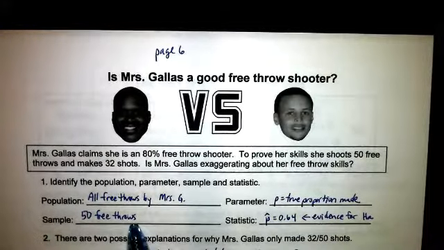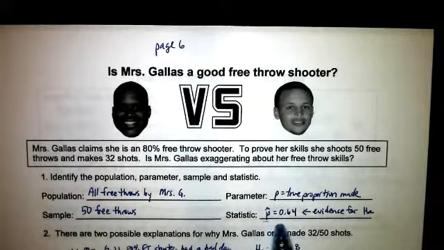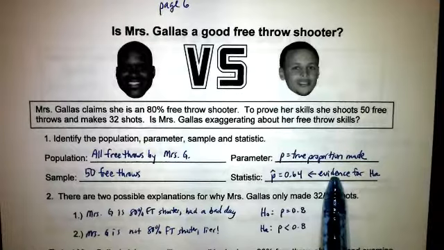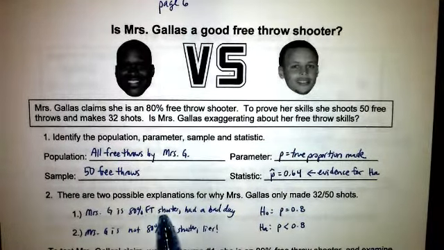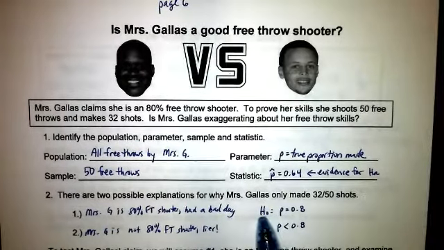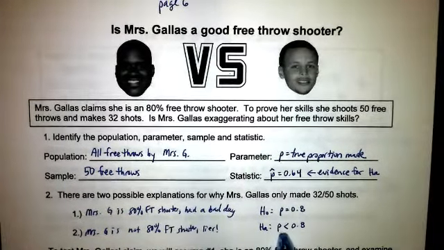And the statistic we have from that, p hat, is 0.64. That's the 32 out of 50. I'll come back to this in a second. There are two explanations for why she only made 64%. Either she's an 80% free throw shooter and had a bad day, or she's not and she's lying to us. So our null hypothesis, H sub 0, is that she is an 80% free throw shooter, so p equals 0.8. And our alternative hypothesis is that she is less than an 80% free throw shooter, and we have evidence toward that right here. So that's going to be our claim there.